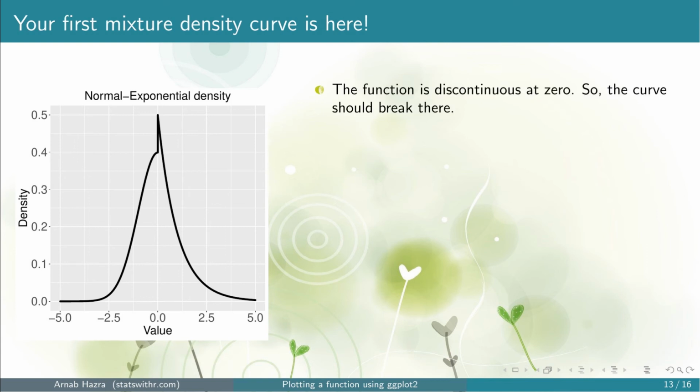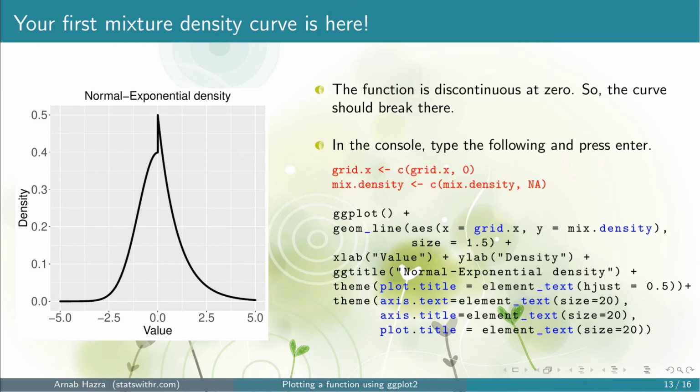Note that the density function is right discontinuous at 0, but the curve we get looks continuous with a jump at 0. This needs to be fixed. To do that, append the value 0 into grid.x and append an NA into mix.density. If you have multiple breakpoints, just create a vector of those values and append that to grid.x. Also, you append the same number of NAs into mix.density. This can be alleviated by other special functions in ggplot2, but for the sake of simplicity, we choose this approach.